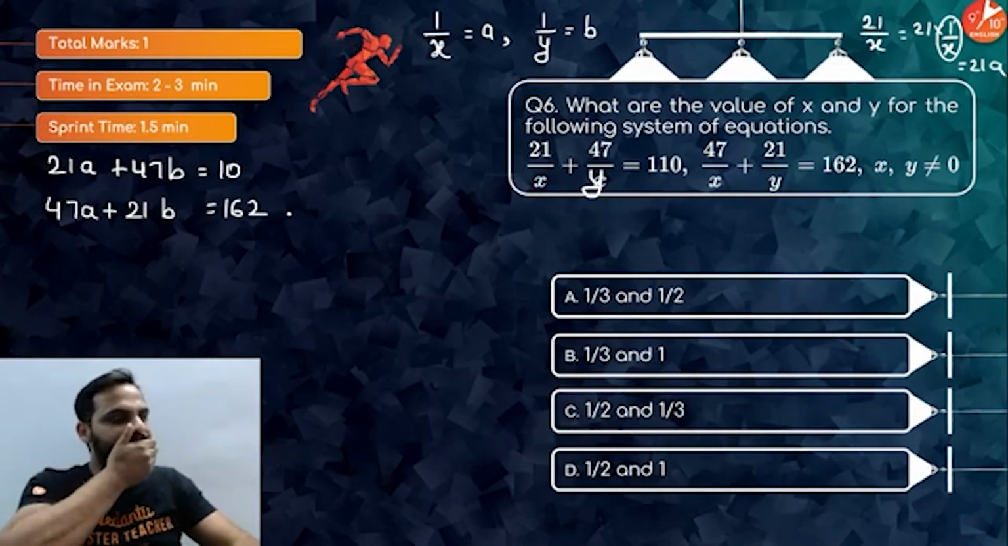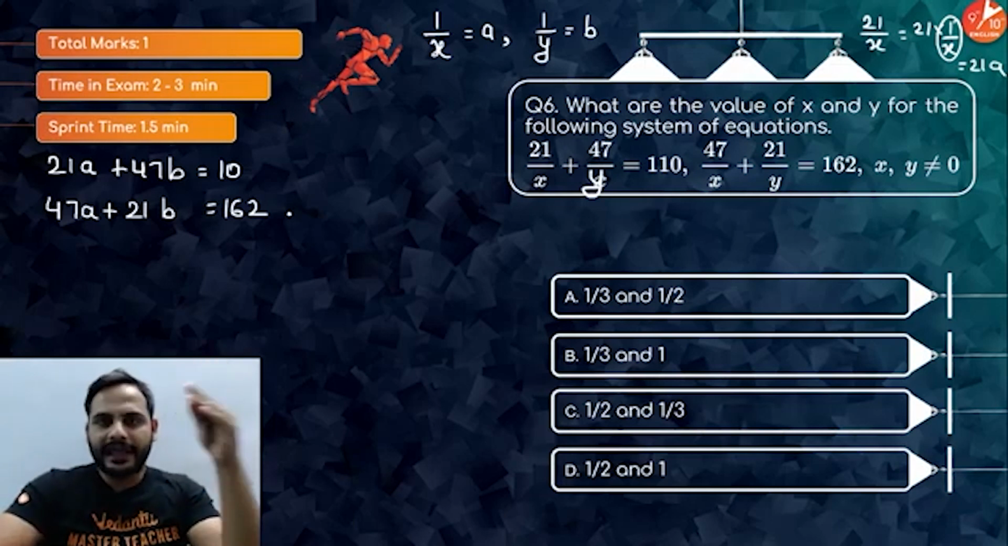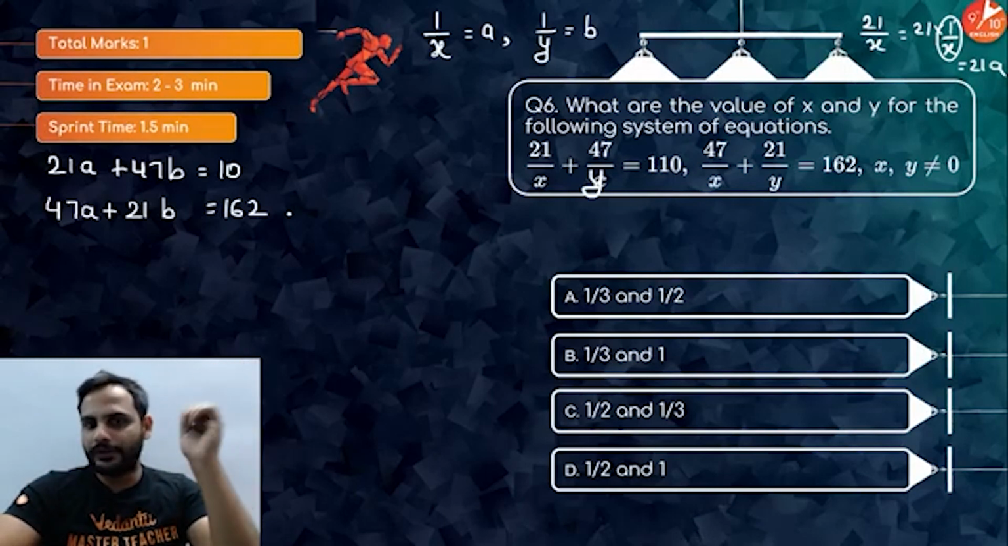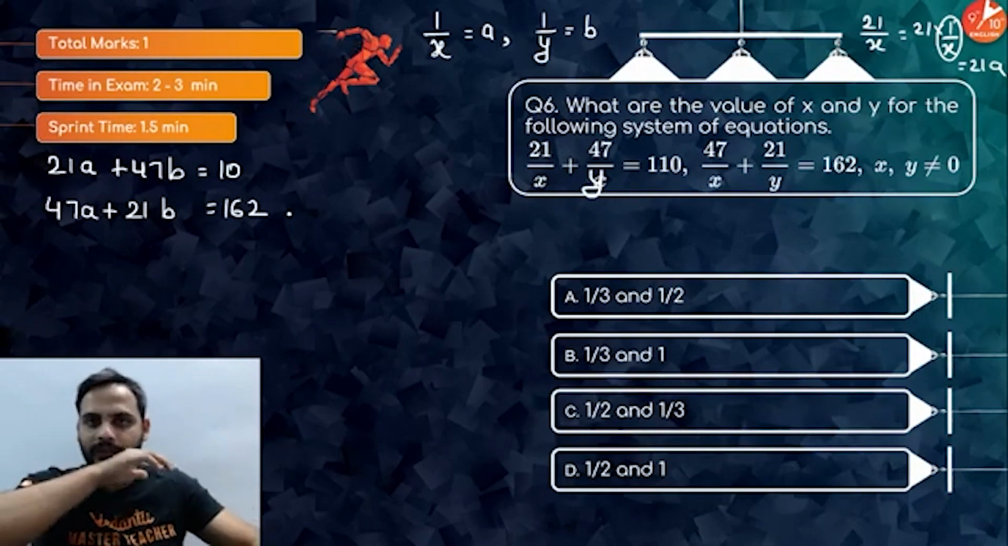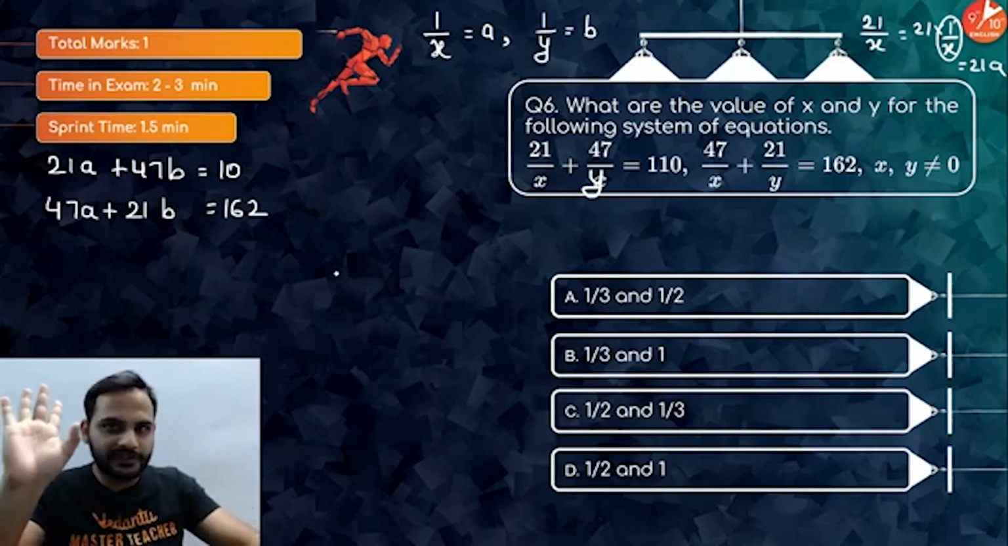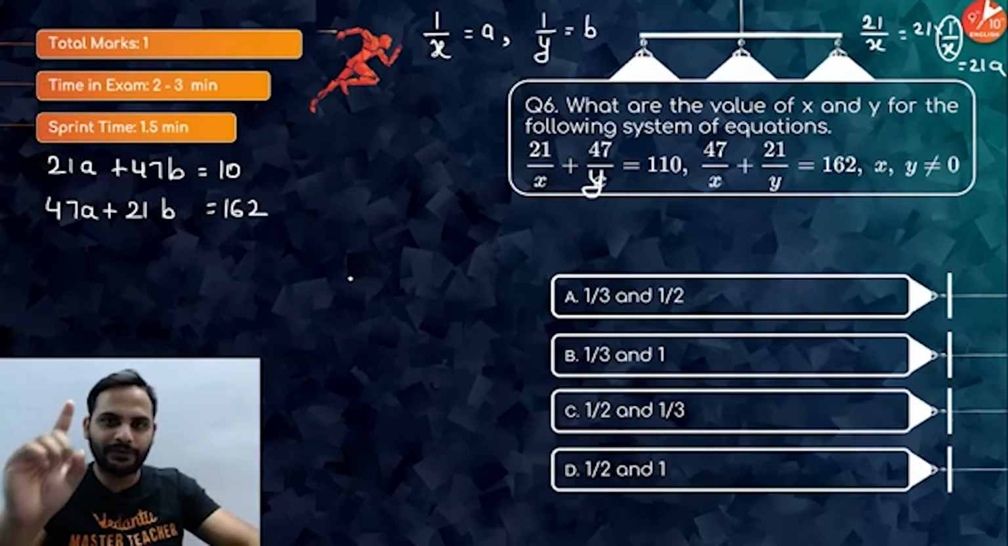Now look, if you solve it with the normal method where you take LCM and use the elimination method, for eliminating b you need to multiply the first equation with 21 and the second equation with 47. You know the calculations are going to be huge. So there is one trick which I gave you in the Prodigy series as well. Let me repeat this one more time over here.